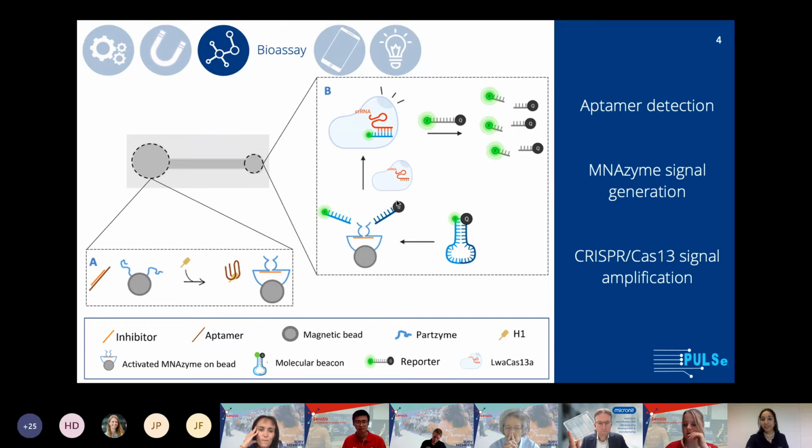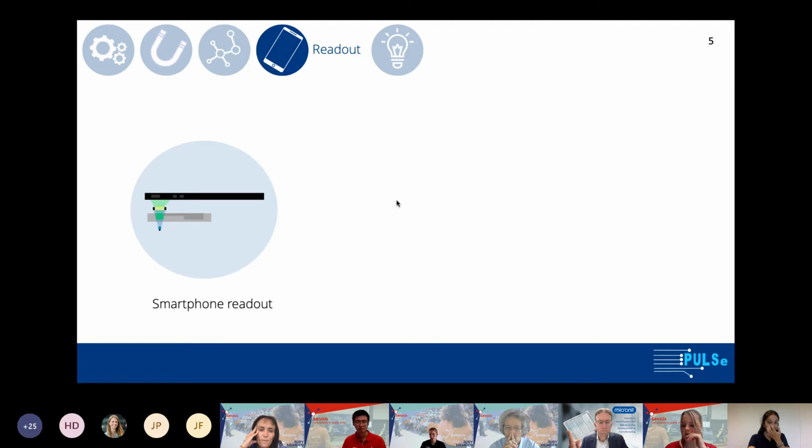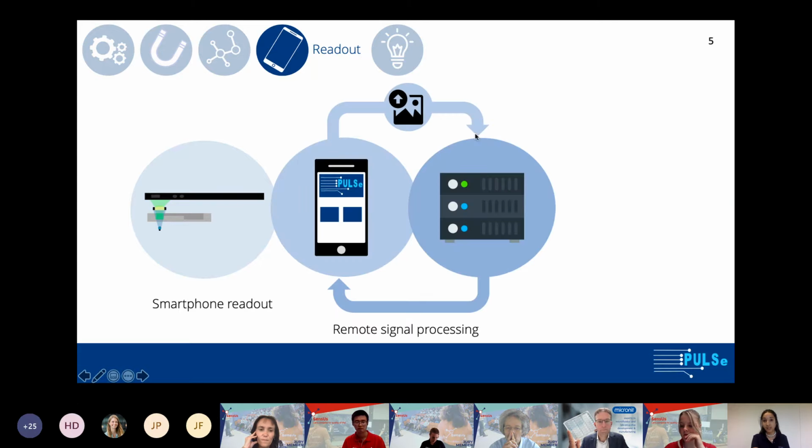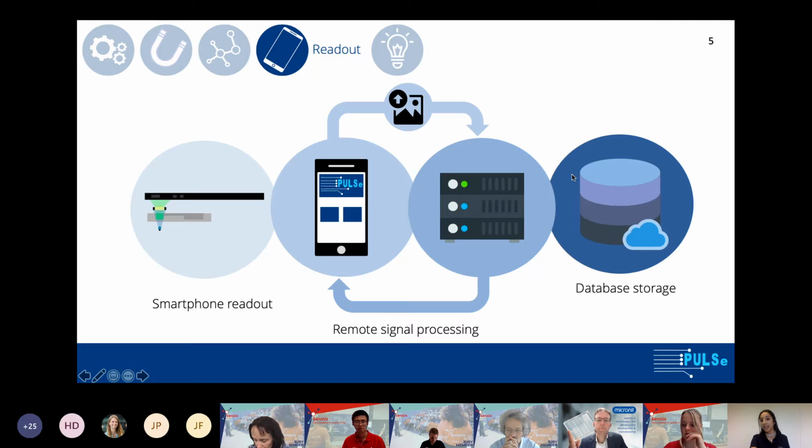All right, so now we have our signal. What's next? The readout. In our assay, we use a smartphone for that purpose. While the sample is being illuminated by a blue LED light, the smartphone takes a picture of the signal, sends it to a remote server, which processes the data, and then sends the concentration of the analyte back to the app of the smartphone. The user's data can be stored in a database, which can further be sold to instances or companies that could use it for further analysis of influenza infection rates.